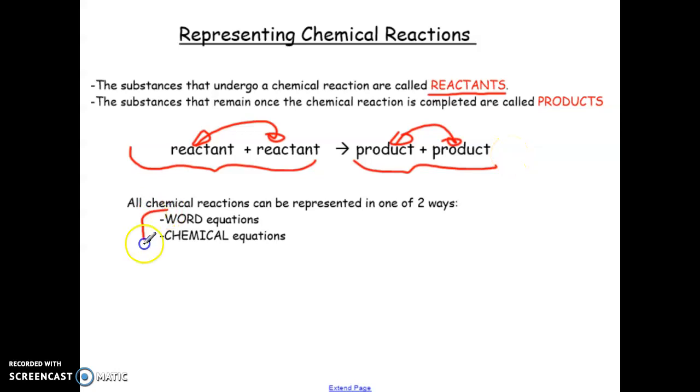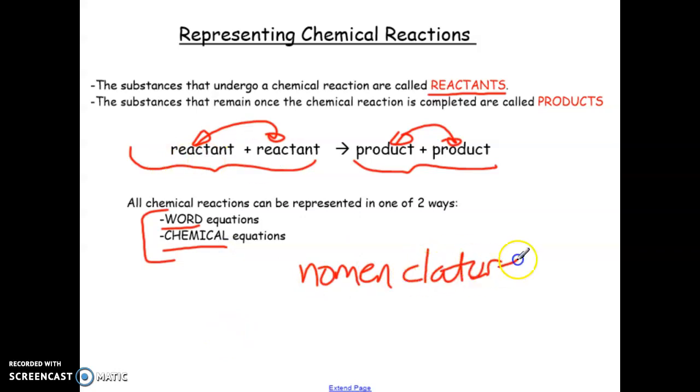Okay, so there's two ways we can represent a reaction. We can write it in words, or we can write it with chemical formulas. This is why we reviewed nomenclature at the end of Unit 1, because when we're writing out chemical reactions now, you have to be able to go from the word to the chemical equation and vice versa.